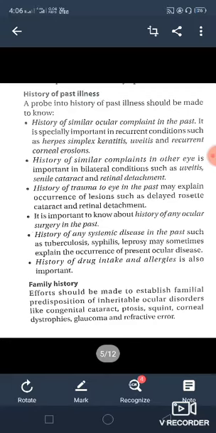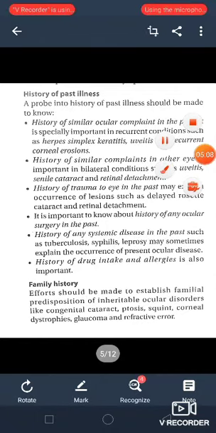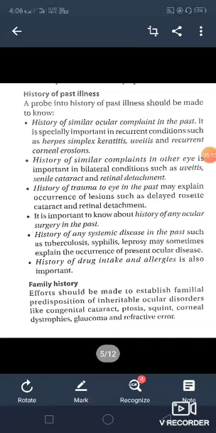Then we should note down the family history of the patient. Effort should be made to establish familial predisposition of inheritable ocular disorders like congenital cataract, ptosis, squint, corneal dystrophies, glaucoma, and refractive error.